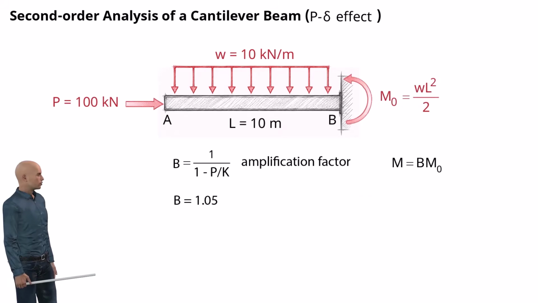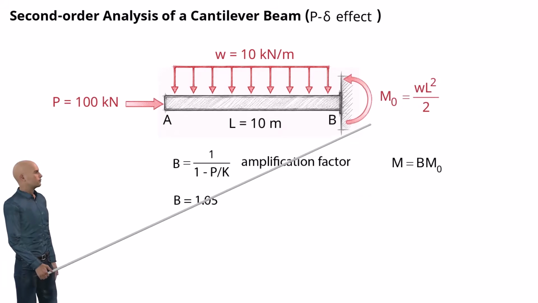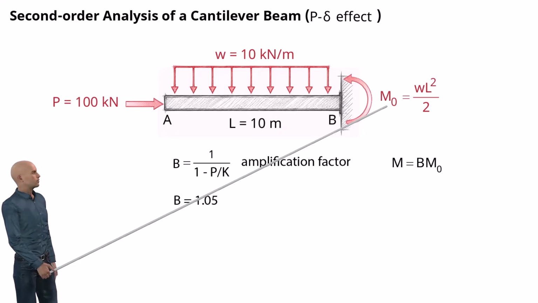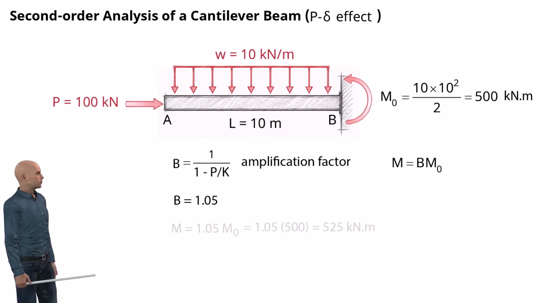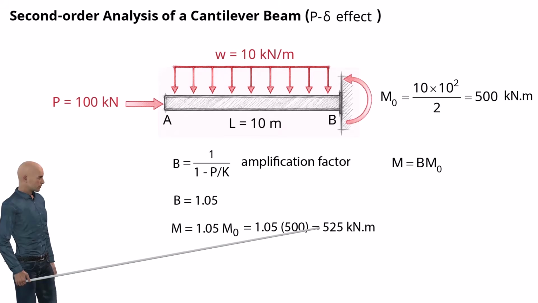Next, we calculate the first order moment at the fixed end. M0 is equal to WL squared over 2. Here, W is 10 kilonewtons per meter, and L is 10 meters. So M0 is 500 kilonewton meters. Now we multiply this first order moment by the amplification factor. This gives a second order moment of 525 kilonewton meters.